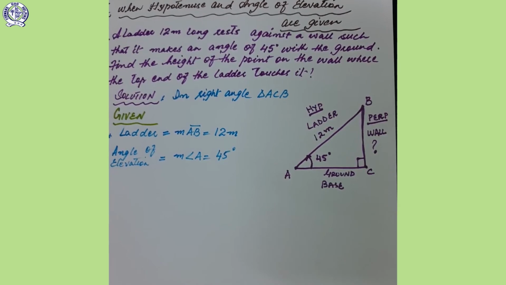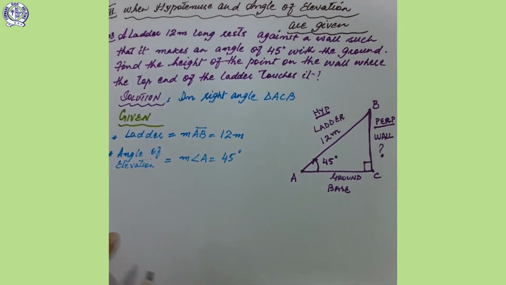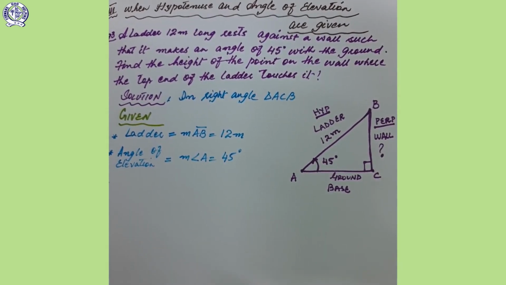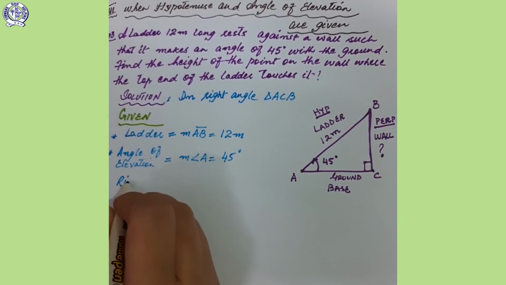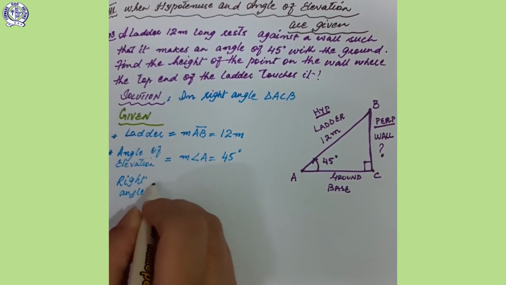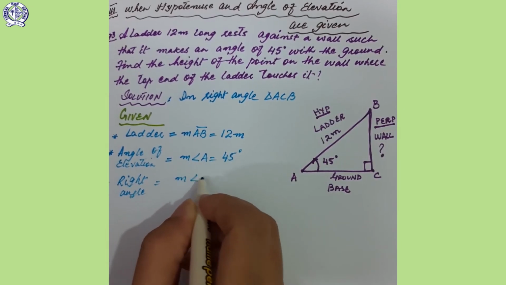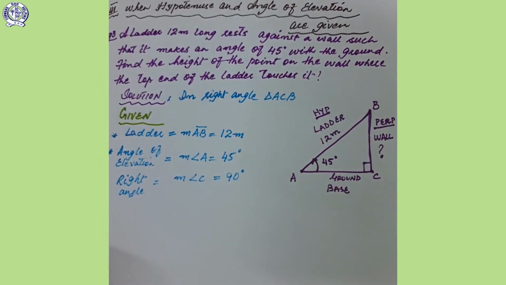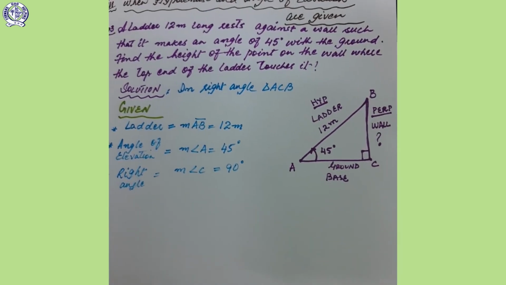and angle C, you can see it is 90 degree. So we will write angle C, right angle, angle C is 90 degree. This is given. Now we will write what is required. Okay, let's write the required down.